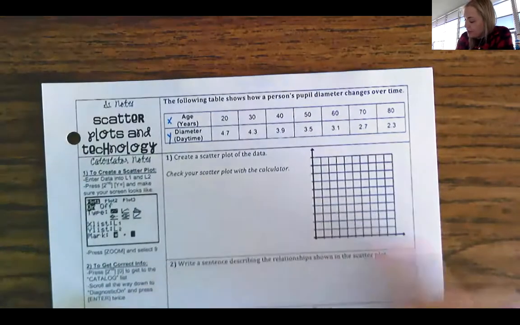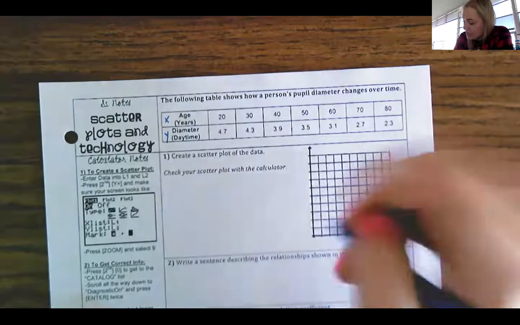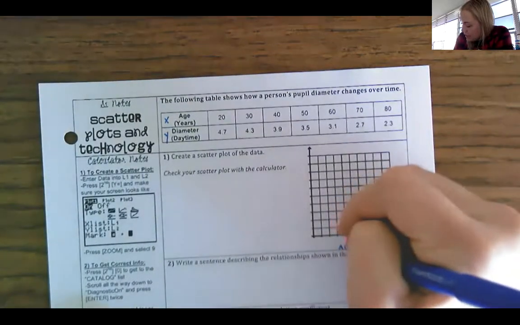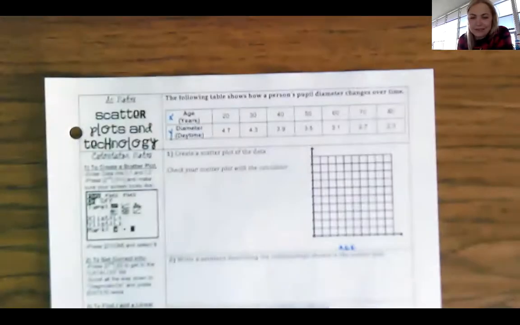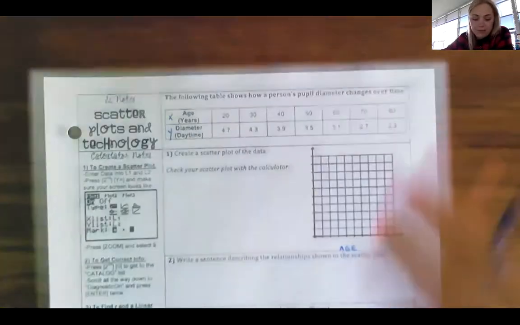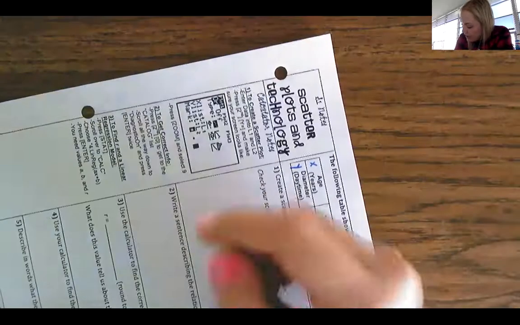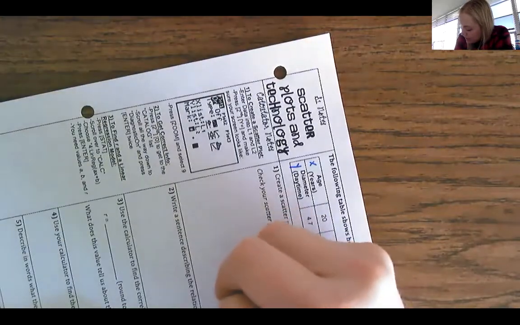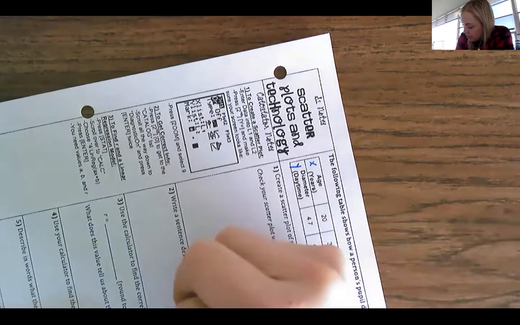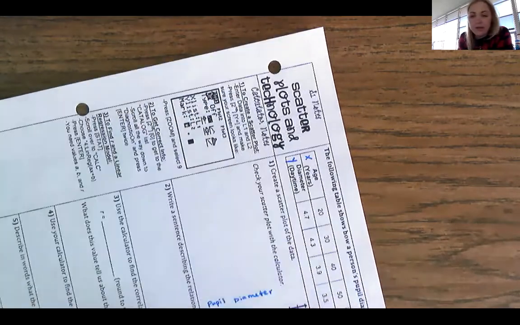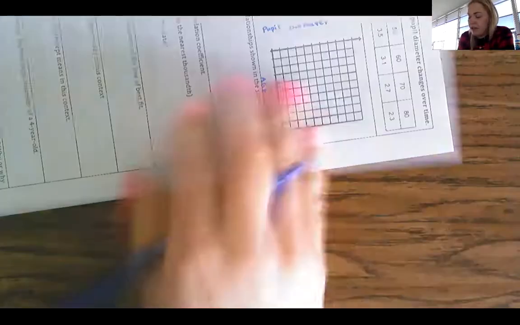So down here on the bottom, I'm going to leave enough space to number this, but I'm going to write age along the X axis. Let me focus that, it looks a little bit blurry. And then along the Y axis, I'm going to twist my paper and label diameter. And I could probably write pupil. Why not? Okay, so we got pupil, diameter, and age.